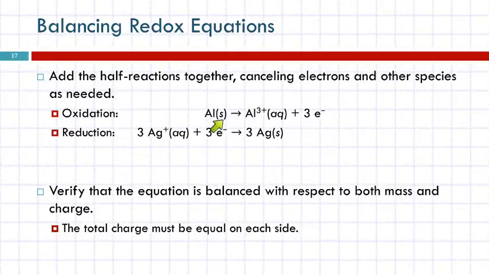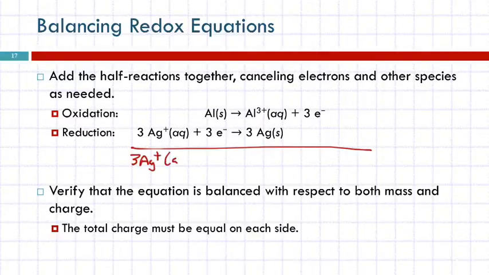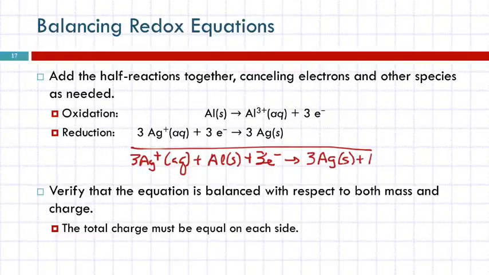Now what we're going to do, once we've got the number of electrons equal, we're going to add these together. So I've got 3 silver ions plus aluminum, and then I've got 3 electrons there, and an arrow. The order that you put these in doesn't matter, as long as they're on the correct side of the arrow.